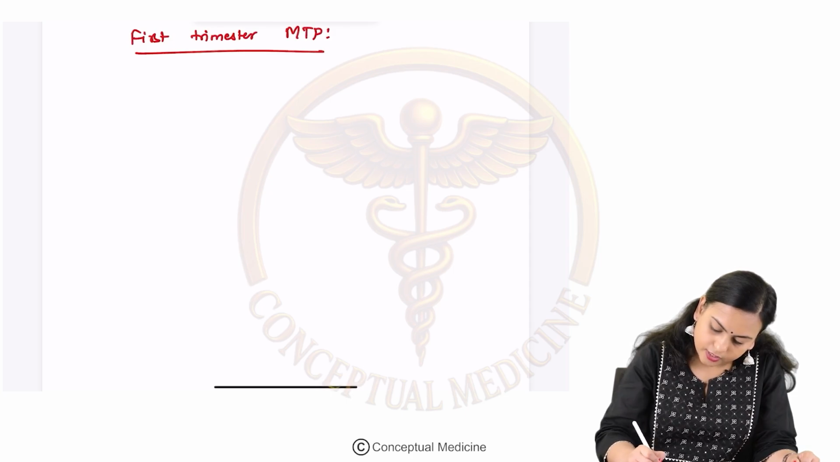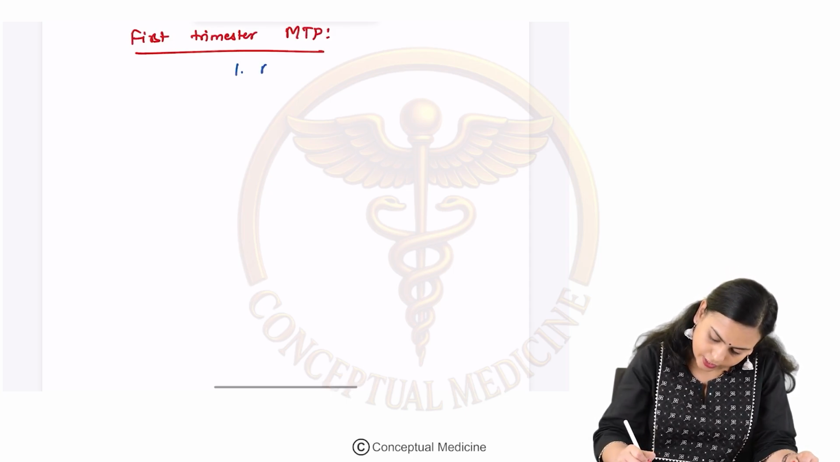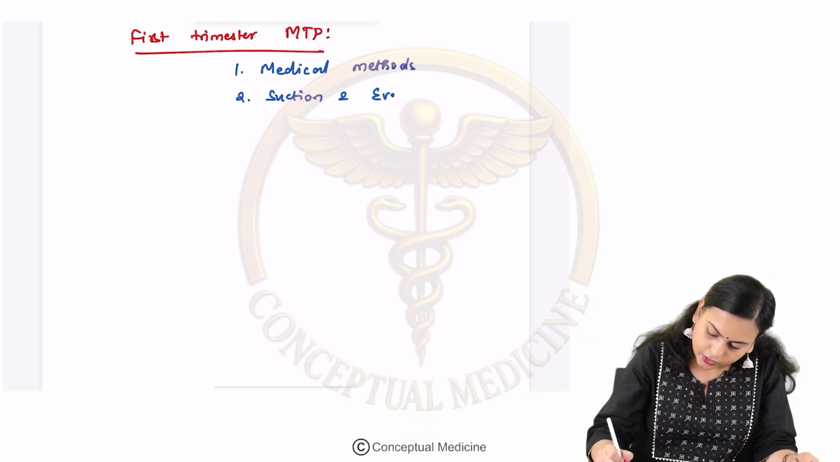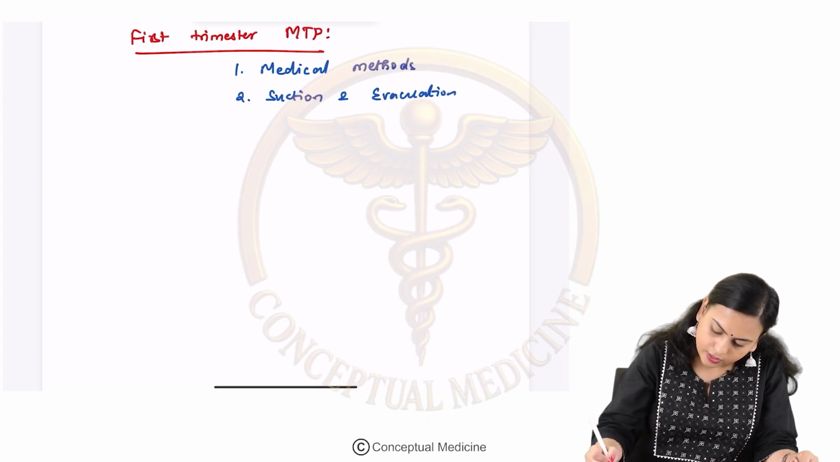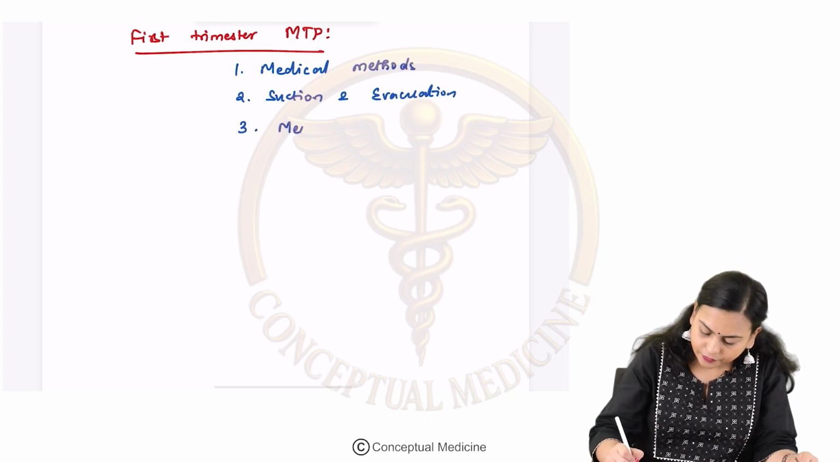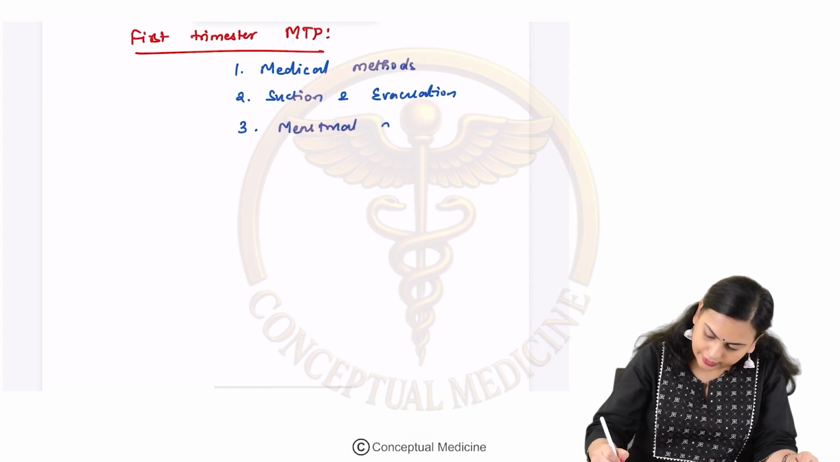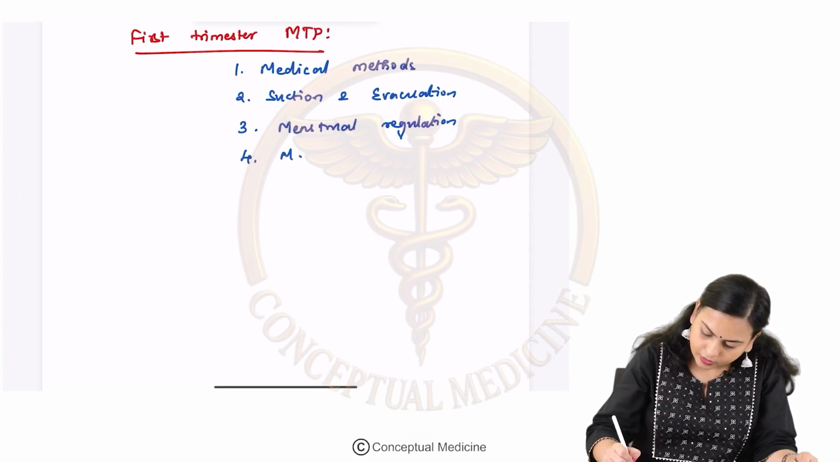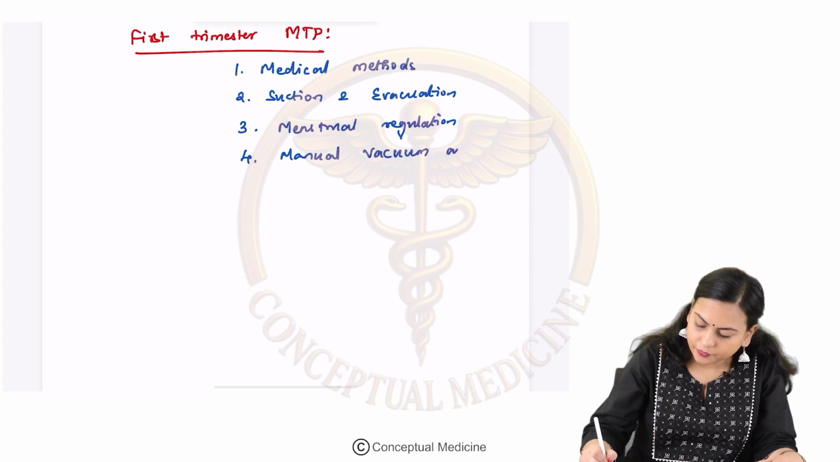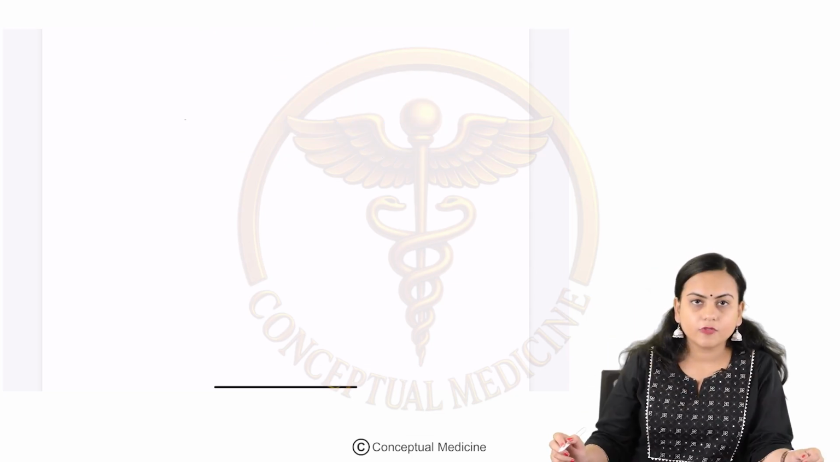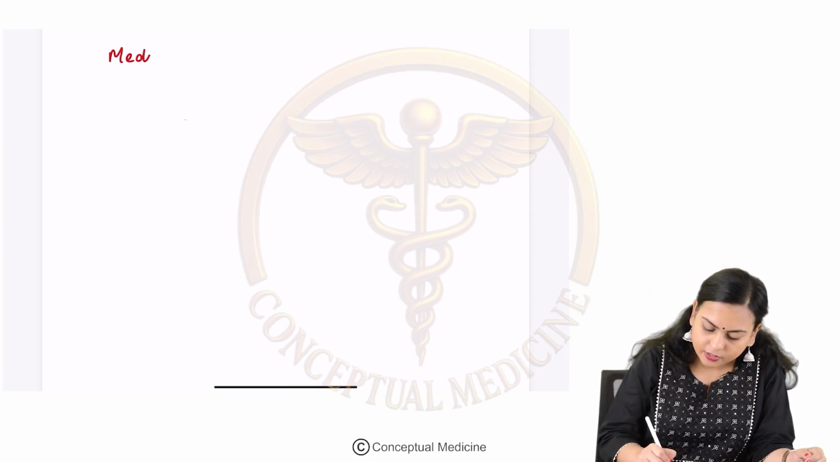So what are the methods we have? Medical methods, suction and evacuation, that is the surgical method, and other methods like menstrual regulation and manual vacuum aspiration can also be done. Now we'll see the medical method of termination in the first trimester.